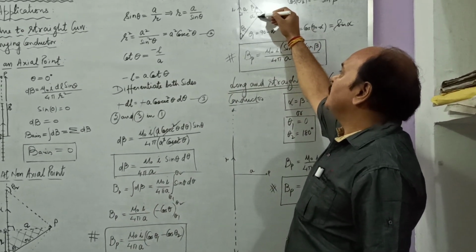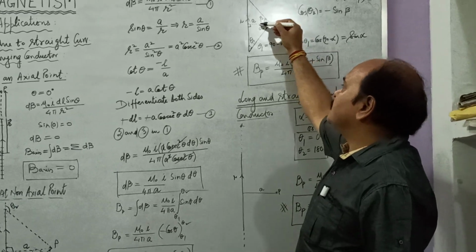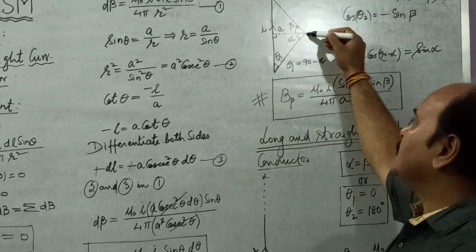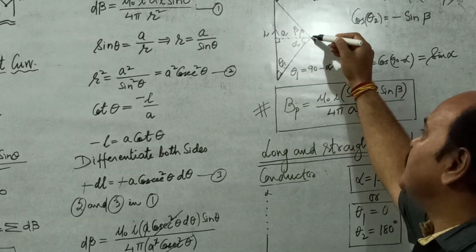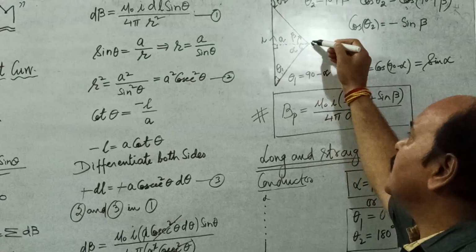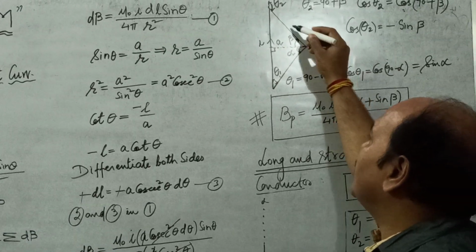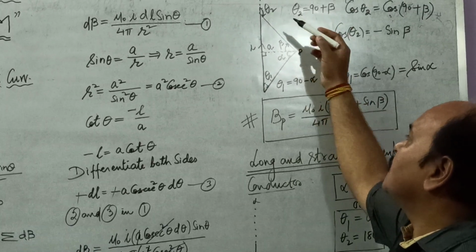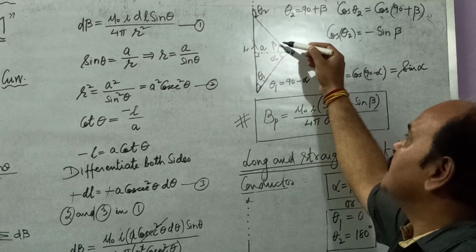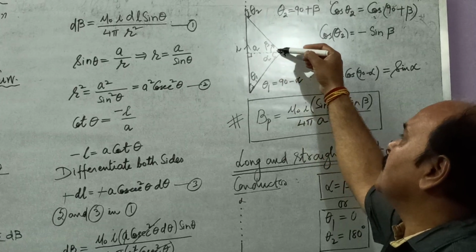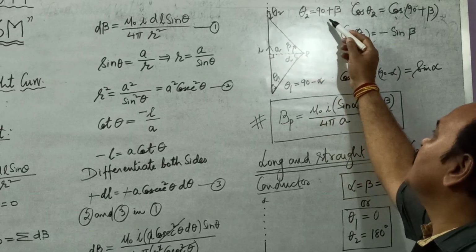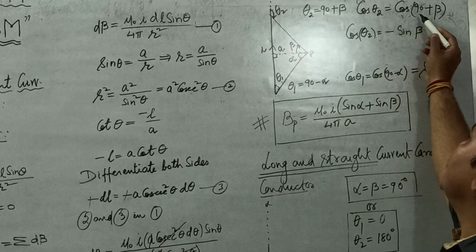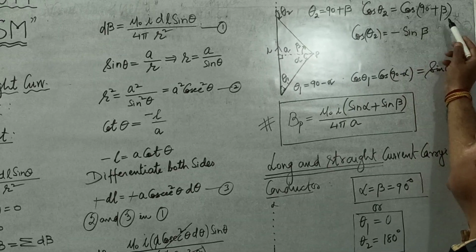This angle happens to be alpha. What is alpha? Alpha is the angle between this normal drawn onto the conductor and the line joining the end. Beta is the angle between the normal drawn onto the wire and the line joining point P and the end of the wire. So alpha and beta are these angles. What is theta 2? Theta 2 is this angle plus this. Exterior angle is equal to the sum of the interior opposite angles. So theta 2 is what? 90 plus beta. Cos theta 2 is cos of 90 plus beta, and cos of 90 plus beta is what?